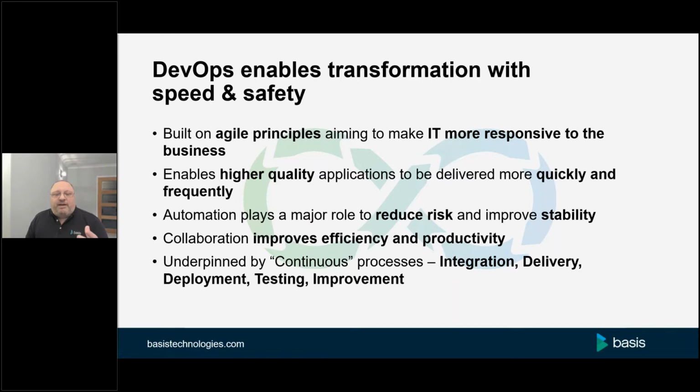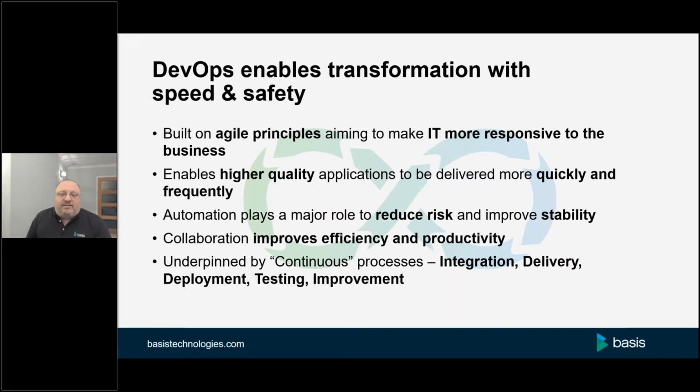And all of this is underpinned by what we call a set of continuous processes. So continuous integration, continuous delivery, continuous deployment, continuous testing, and last but not least, continuous improvement. But you could say to yourself, well, why bother? As I say, we've been doing things in a different way for many years.